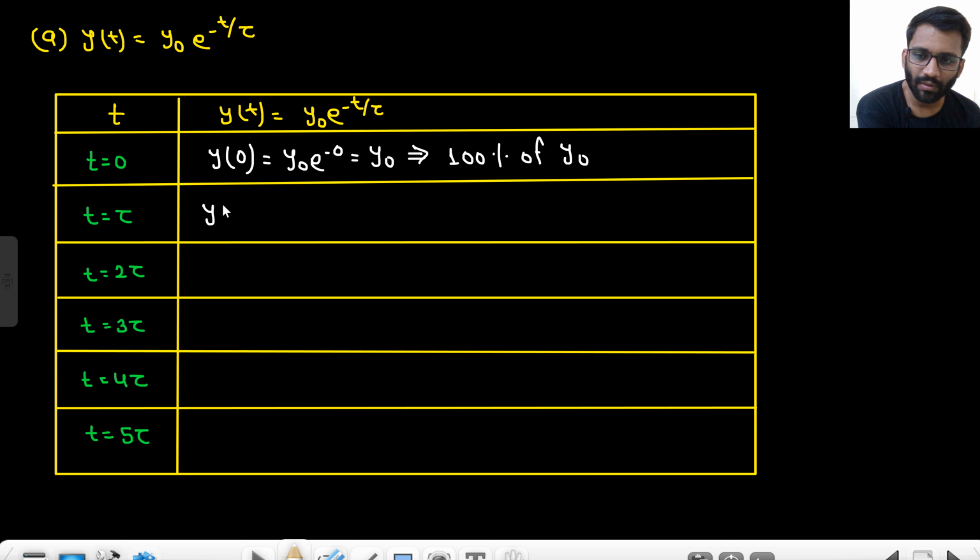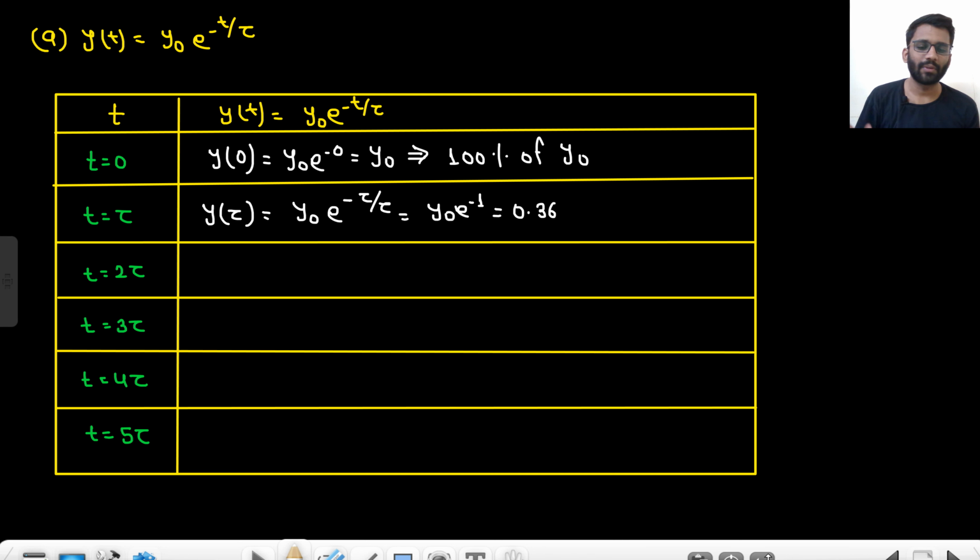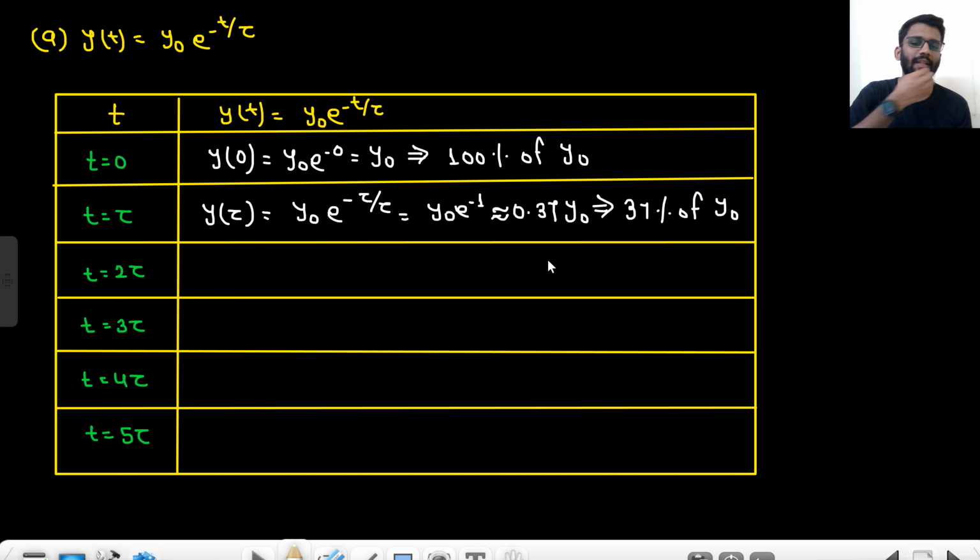Now at t = tau, I will put t = tau. It will become y0 e^(-1). If you solve it, it will become 0.37 y0. So that is 37% of y0, right? Nearly 37% of y0.